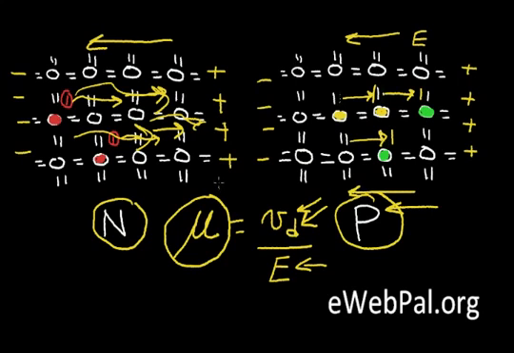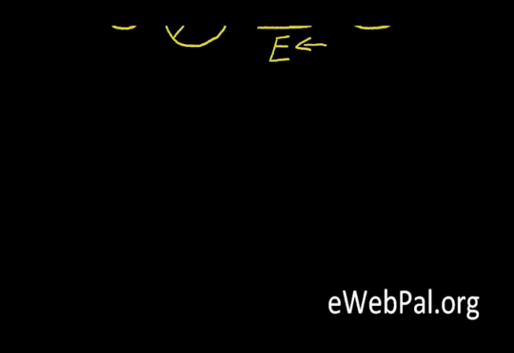So what is the consequence of the mobility of the electrons in the n-type material being greater than the mobility of the holes in the p-type material? Let's explore that a little bit. Let's say I have a surface of a silicon wafer, and this is the wafer thickness.